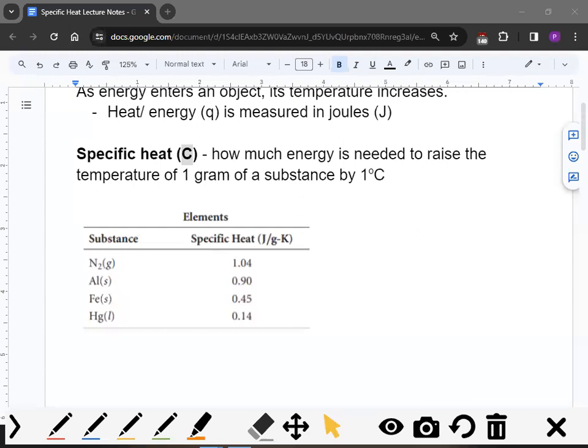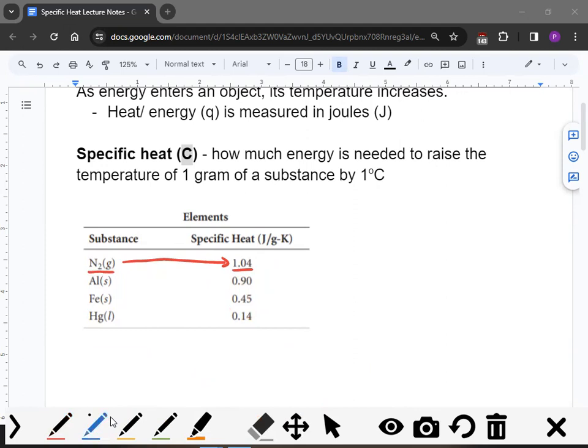All right, so if you guys take a look at the first column on this table, you're going to notice that there are different substances, right? We got nitrogen gas, we got aluminum, we got iron, we got mercury. Now, if you take a look at the right side of the table, you'll notice that there's a number associated with that substance, right? So basically, this number tells us the specific heat of this substance.